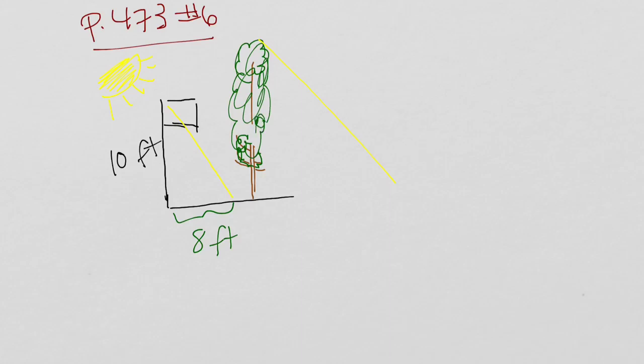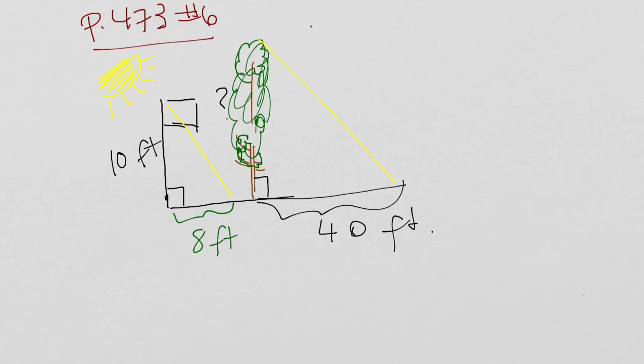So let's see where that 40-foot shadow is going to be. That's going to be there. And the question is, how tall is the tree? So again, these two triangles are supposed to be similar. We assume that both of these are right angles here, and we can kind of guess.